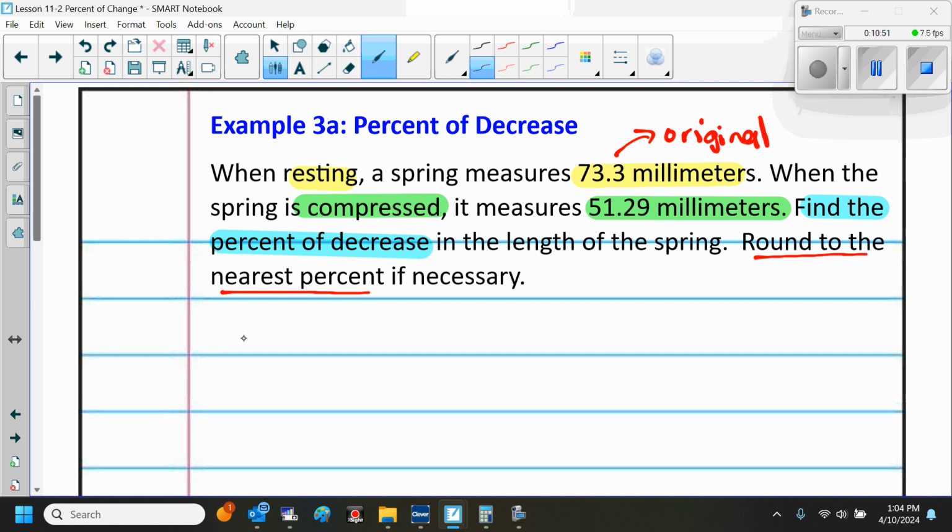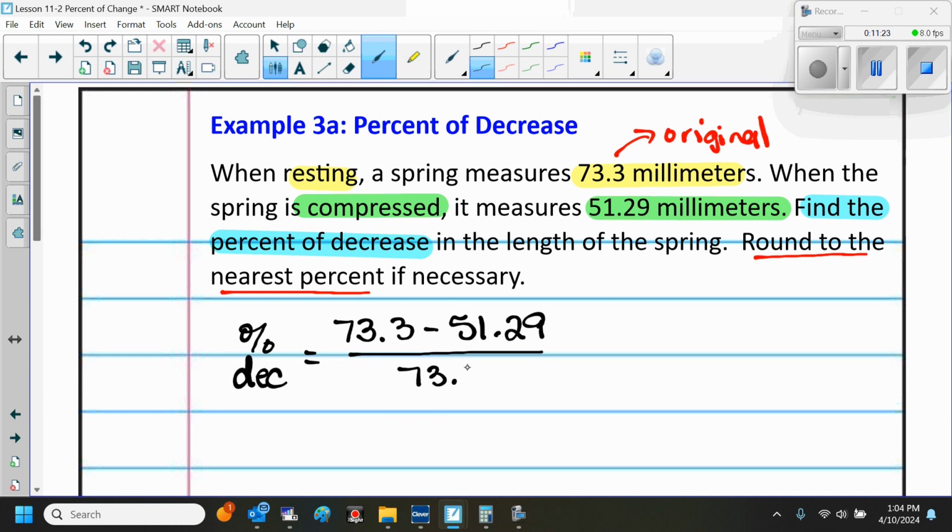So this is a percent decrease, and we're going to write decrease there. We're going to do big minus little. So this is 73.3, right? 73.3 minus little, 51.29, divided by the original, which is 73.3. Now, it goes from this big number to this small number, so we know it's a decrease, right? Even though they told us.